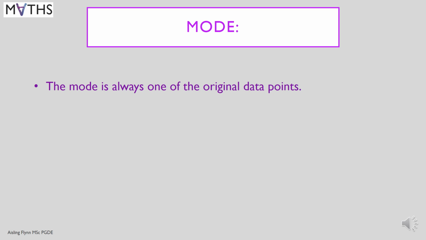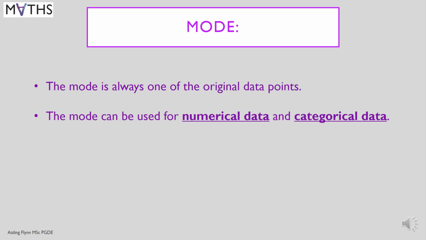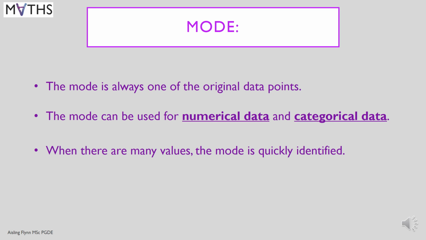So summarizing mode, the mode is always one of the original data points. Now here's a big advantage of mode. The mode can be used for numerical data like we just did on the previous slide, but also categorical data like we did with the car makes. So it's the only one that can be used with categorical data. When there are many values, the mode is quickly identified. So when the information is arranged properly, you can very quickly see the mode, and it is not affected by outliers.